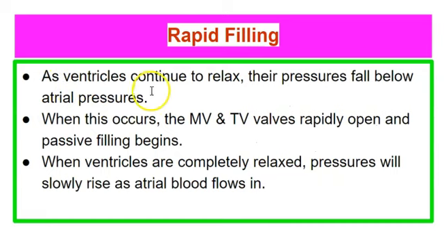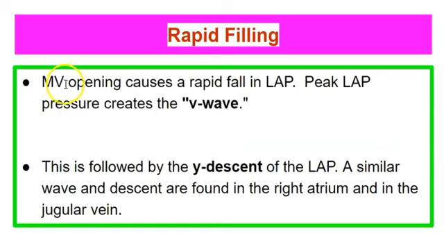During rapid filling, as the ventricles continue to relax, their pressures fall below atrial pressures. When this occurs, the mitral and tricuspid valves rapidly open and passive filling begins. When ventricles are completely relaxed, pressures will slowly rise as atrial blood continues to flow in. Mitral valve opening causes a rapid fall in left atrial pressure. All that blood is being dumped into the left ventricle.